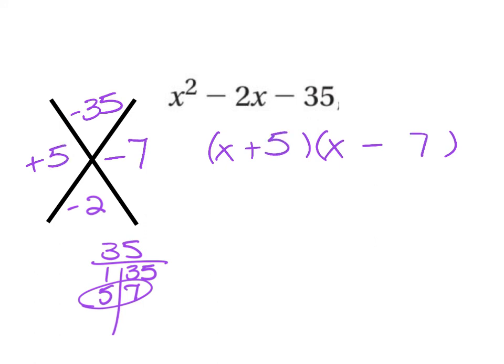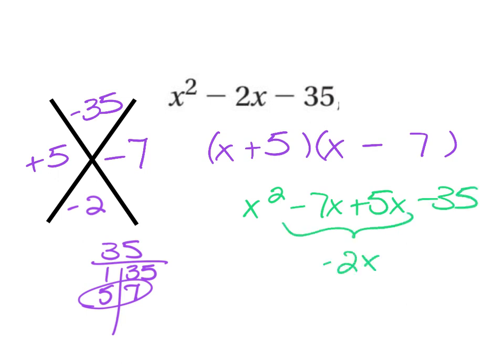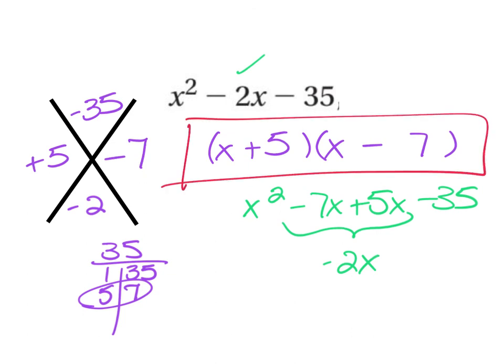So as I multiply to check my answer, x squared minus 7x plus 5x minus 35. Combining my two middle terms gives me that negative 2x, which is the one that's really the tricky part. So that means these two will be my binomials.